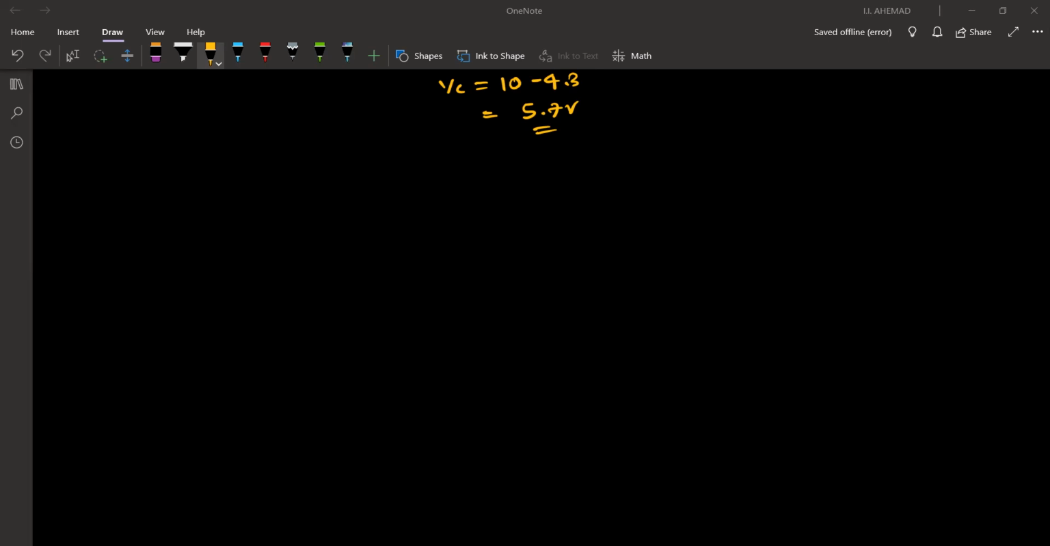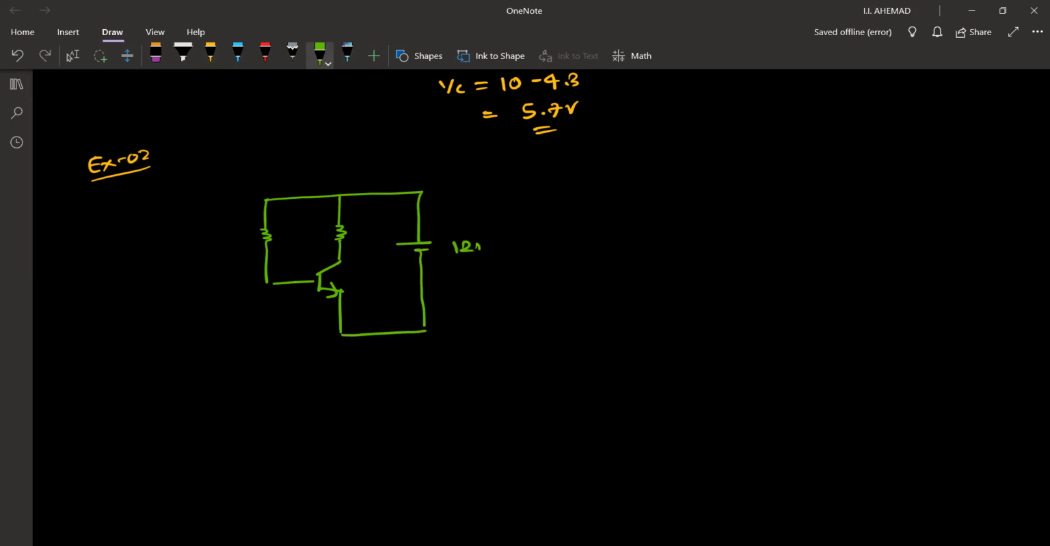Okay, I'll give one more example. Give it a try. Example 2. 2.2 kilo ohm, and this is 240 kilo ohm, and VBE is equal to 0.07, and beta is 50. This point is Earth.